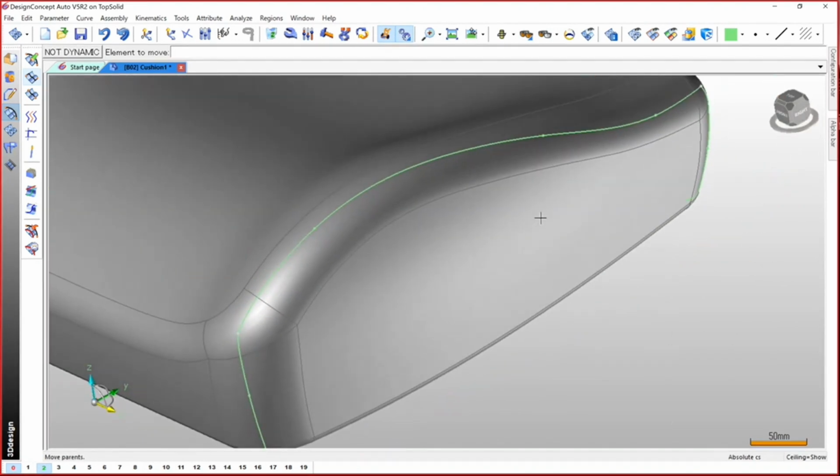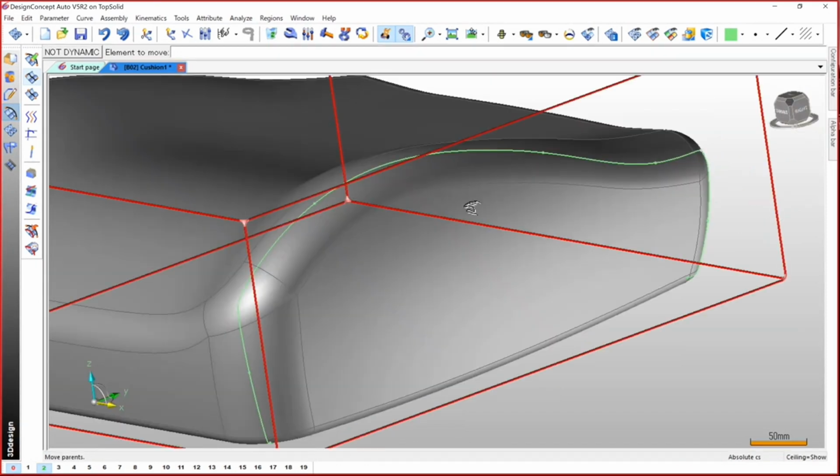Yes, it can be moved. Yeah, right. The borderline can be moved on the surface.